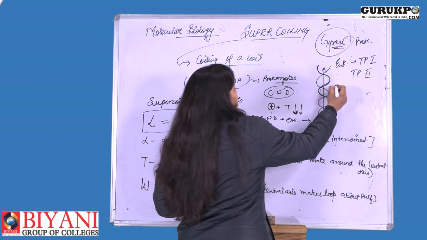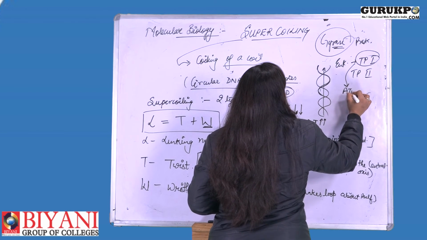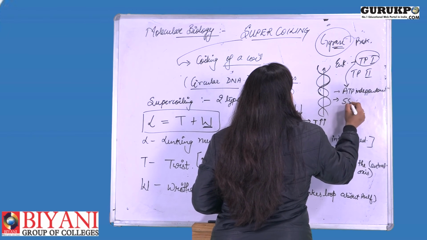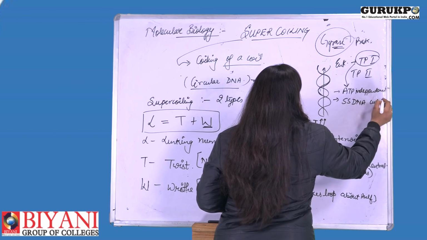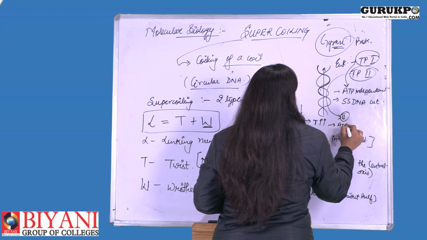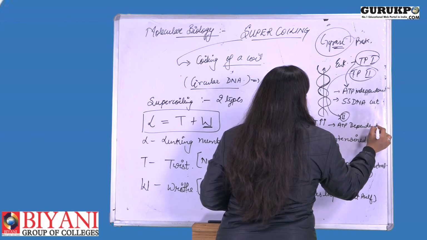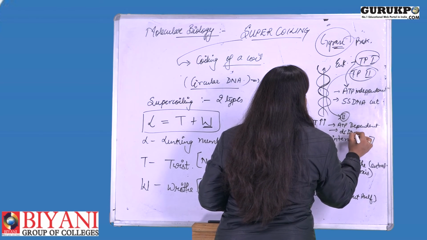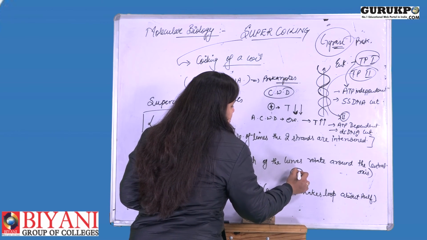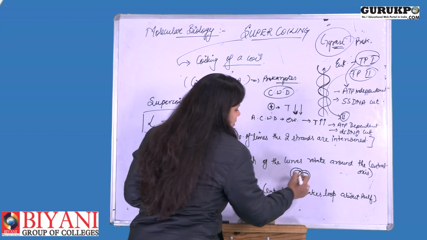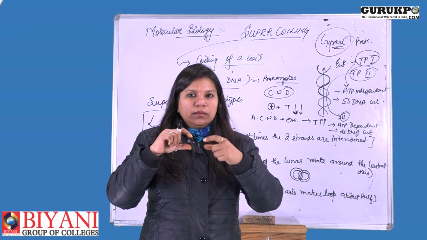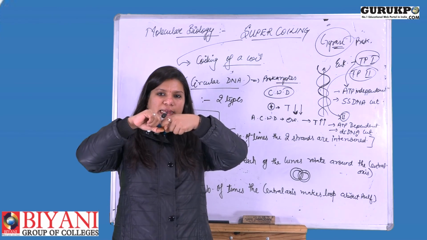This topoisomerase first is ATP independent and it cleaves a single-stranded DNA cut, whereas topoisomerase 2 is ATP dependent and it produces a double-stranded DNA cut, right. Whenever the DNA is formed like in this manner, this is the catenated DNA, or the linking of a chain, where the pieces of a chain are interlinked to one another.